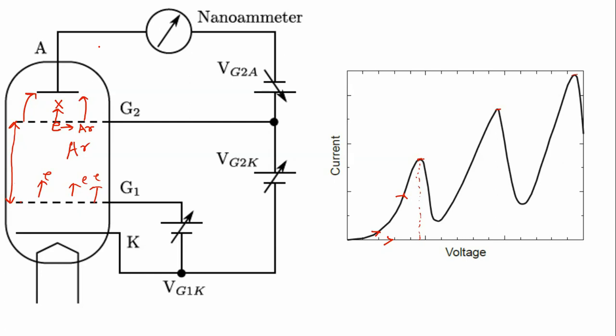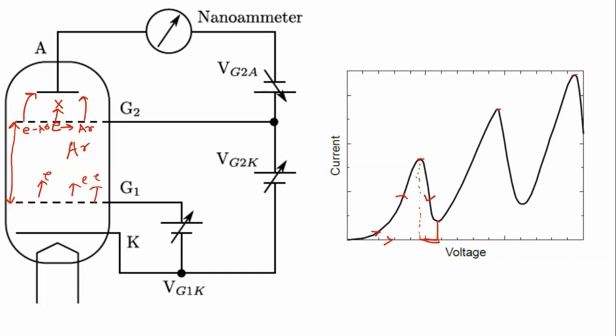So if you keep on increasing the voltage here to here, more and more electrons will gain the energy such that they reach the argon's first excitation energy, and then they lose all their energy and cannot reach the anode, and that's why the anode current falls drastically here.